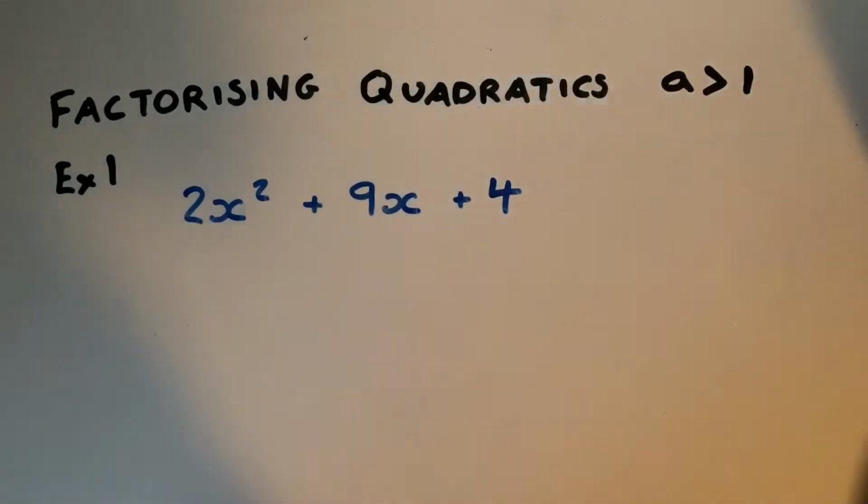Hello class, today we're going to be looking at factorising quadratics when the coefficient of a is greater than 1. So we've got our first example here, 2x squared plus 9x plus 4.